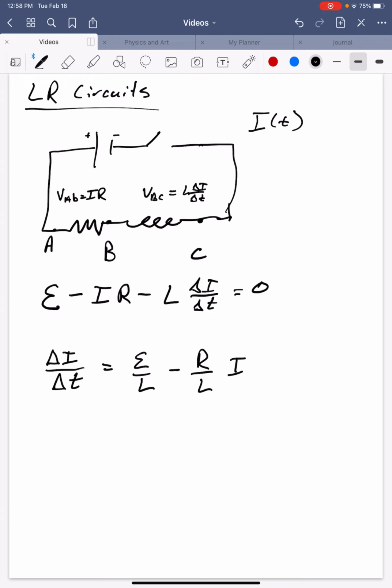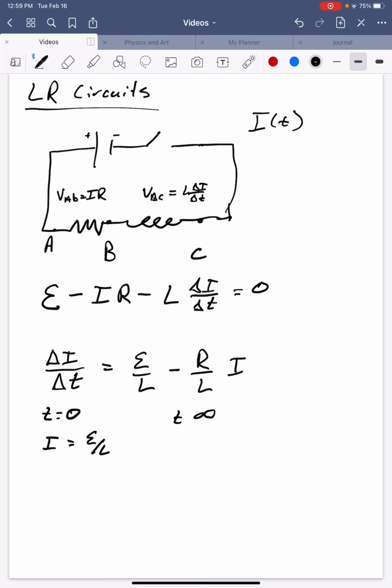And solving for delta I over delta T gives me some information about what the current looks like at different times. So initially when T equals 0, well, I is effectively 0. So that means that my current I is going to look like EMF over L. When T is infinity, well, then my delta I over delta T goes away. So when I close this circuit, originally delta I over delta T is very large, so the vast majority of the potential drop is going to be across the inductor.